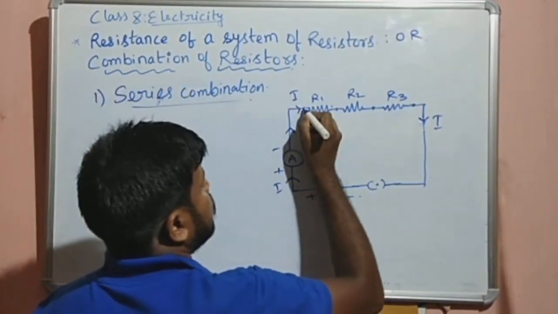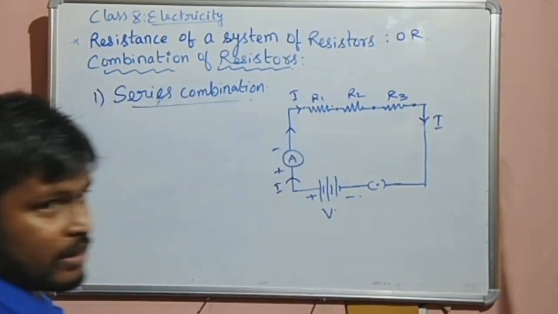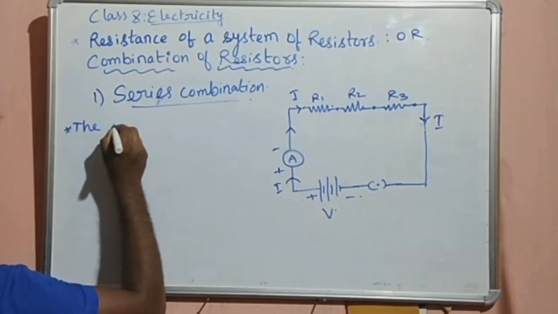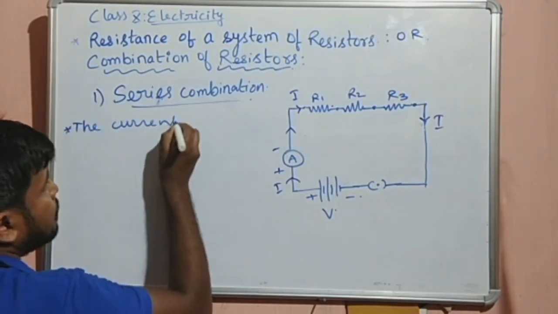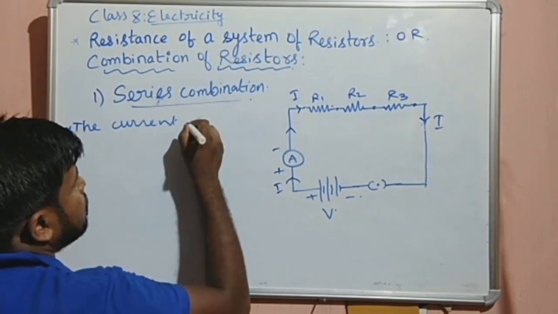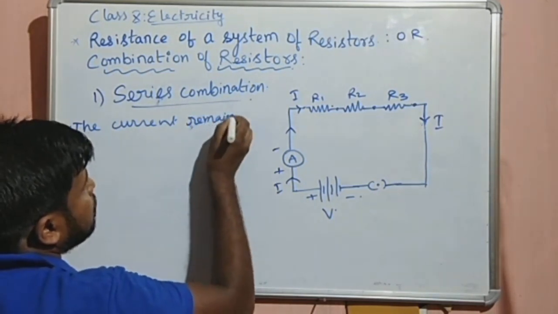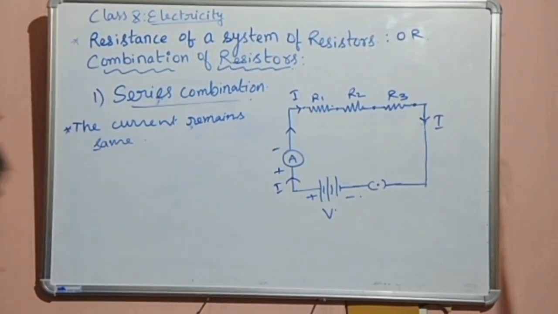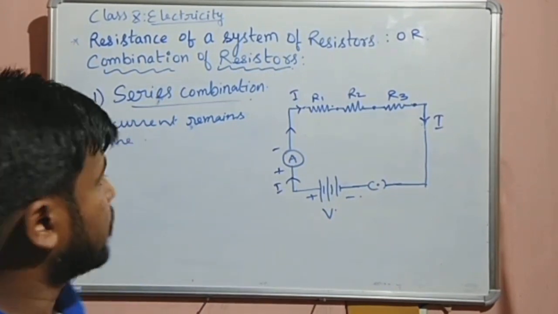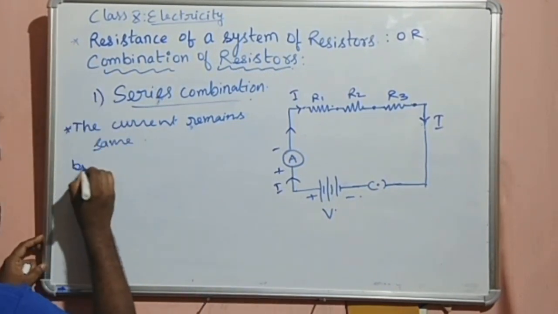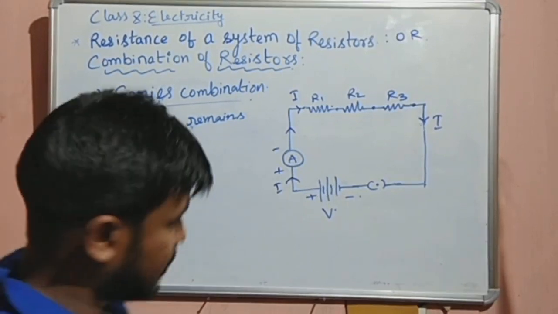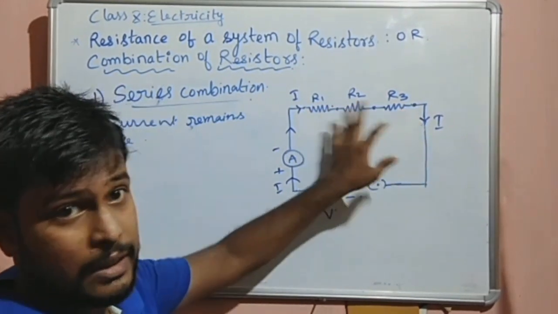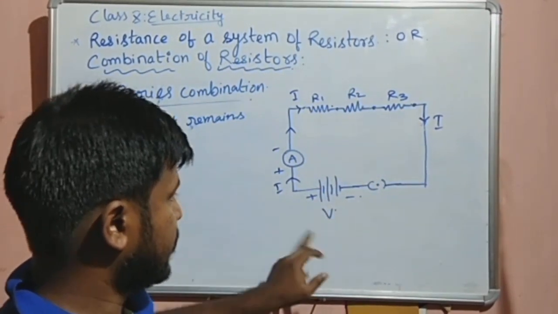What we do here now, the most important thing is that the current is the same. We should write this: the current remains the same. The electric current is the same throughout the circuit. Same current is flowing, but something is different here. Something is distributed differently among the three resistors. What is that? This potential V.